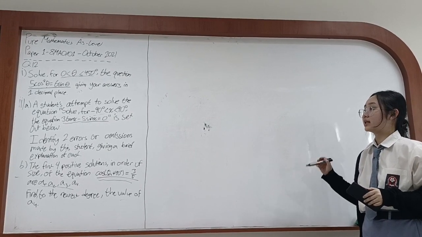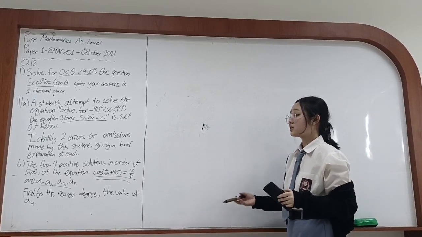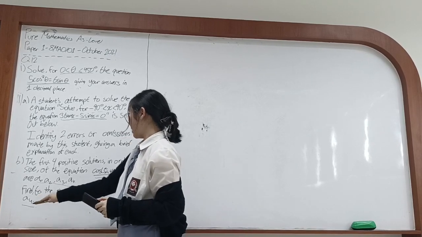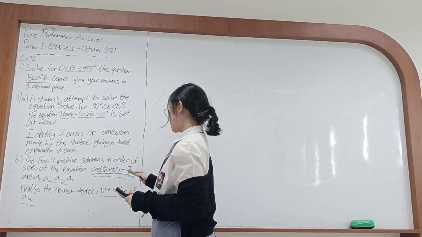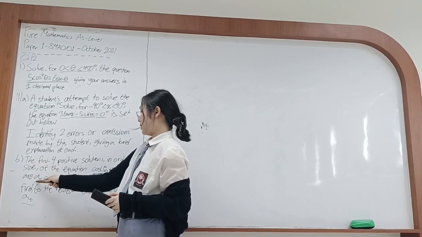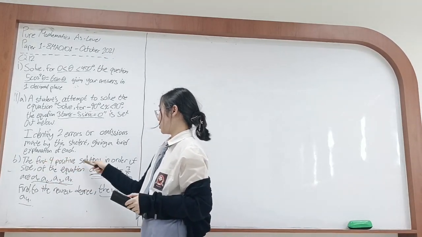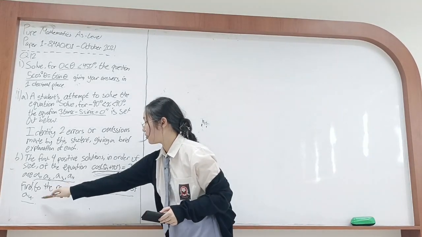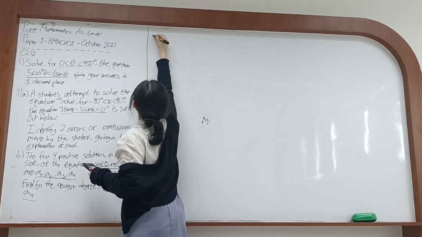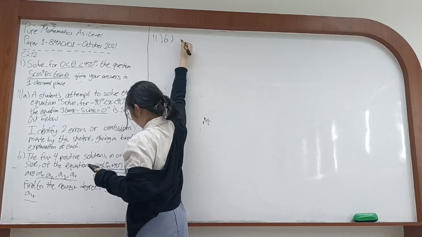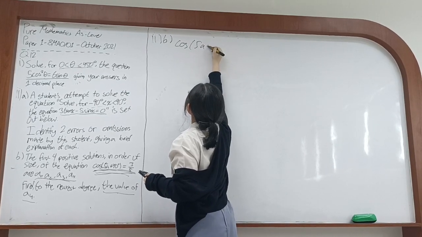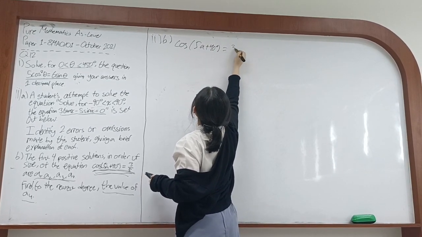Okay, now that we're done with IIA, let's move on with IIB, which is asking us to find the value of A4 from the equation cos(5A + 40 degrees) equals 3/5. We have to find all of A1, A2, A3, A4 from the first four possible solutions, so that we can find the value of A4. So first, let's just write down some math. IIB: cos(5A + 40 degrees) equals 3/5.